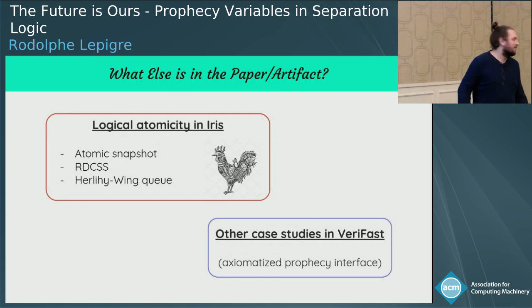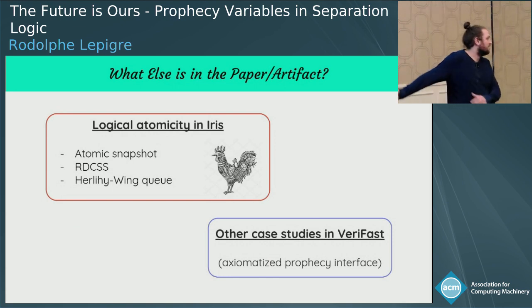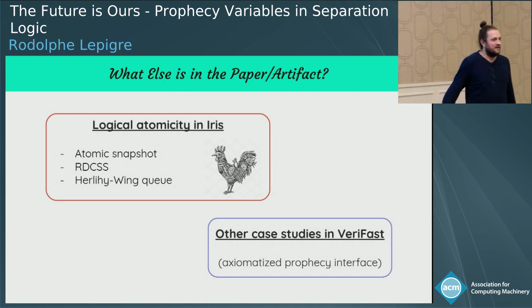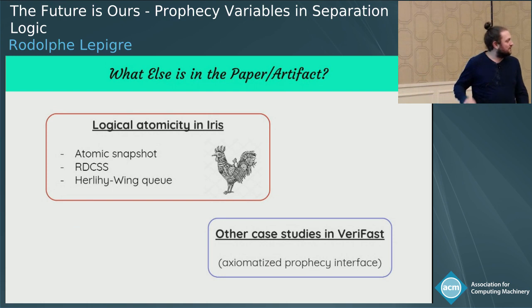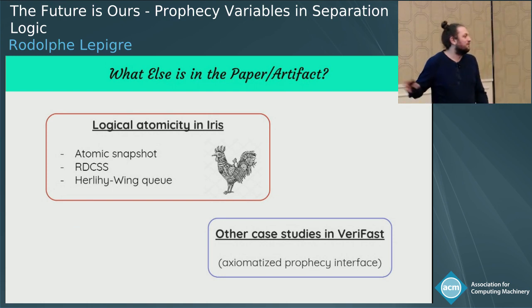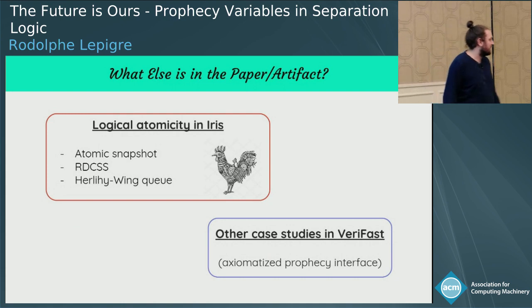So we have a couple of other case studies actually done in Coq. Right. So we've actually axiomatized our prophecy variable interface into Coq so that we can actually develop other examples in that system. So there are like 3 or 4 other examples.